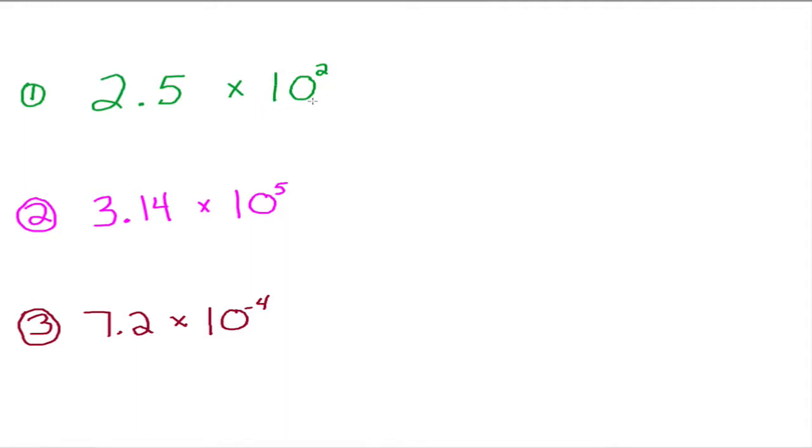We have 2.5 times 10 squared. The exponent here on the 10 is a positive 2. That means that we need to move our decimal point 2 places, and we're going to move it to the right 2 places. So if we move the decimal one place, then move it again, you got to add on a 0 there. This would be 250. So 2.5 times 10 squared is just a fancy way to write the number 250.